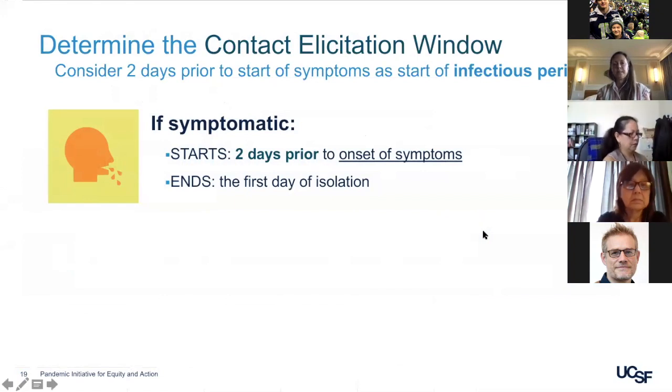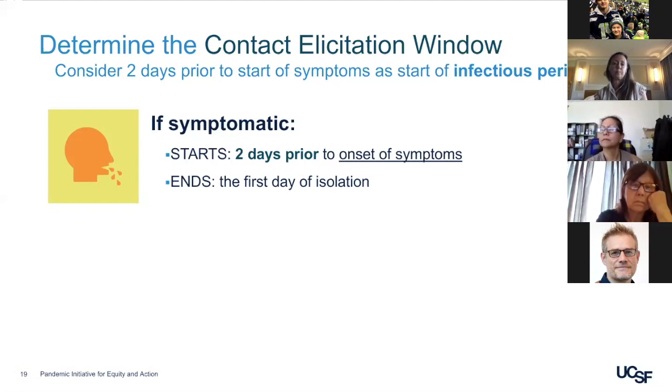So what is this contact elicitation window? It's different for those who are showing symptoms and those who are not. Let's start with someone who's showing symptoms of COVID-19. We want to consider 2 days prior to the start of symptoms. As we've seen, this is when there is a higher viral load, and even before we see symptoms, it's still possible for someone to pass COVID to someone who's in close contact with them.